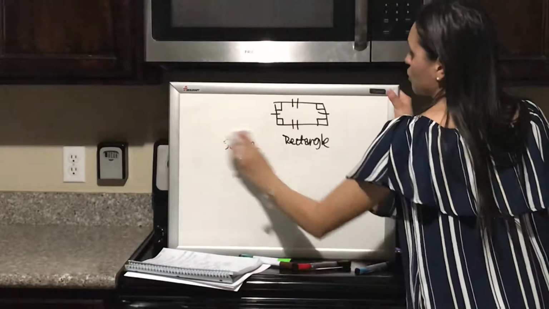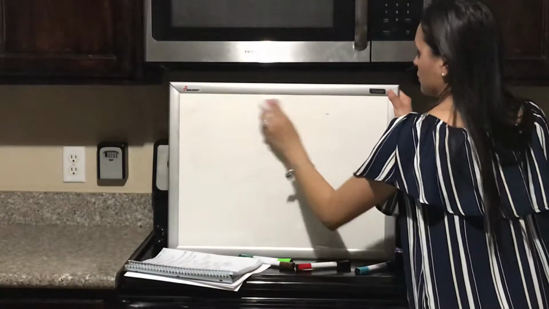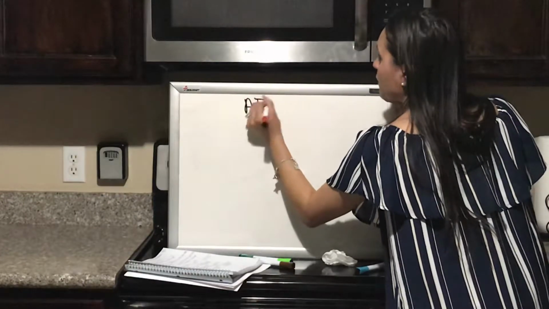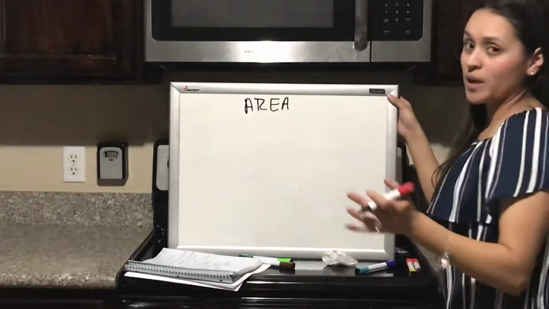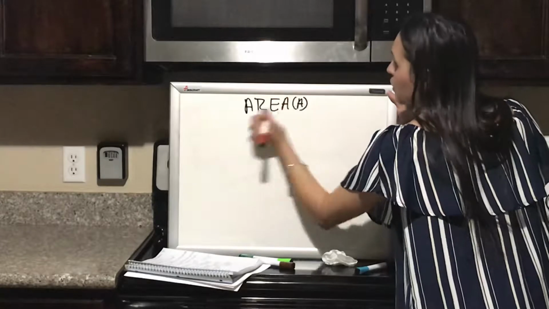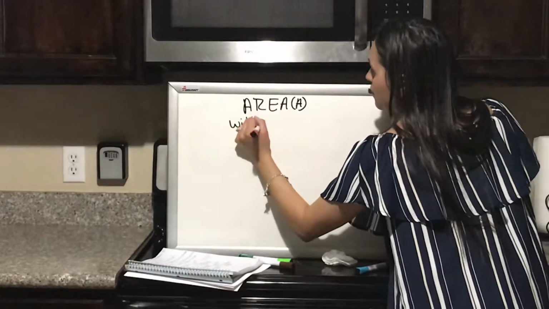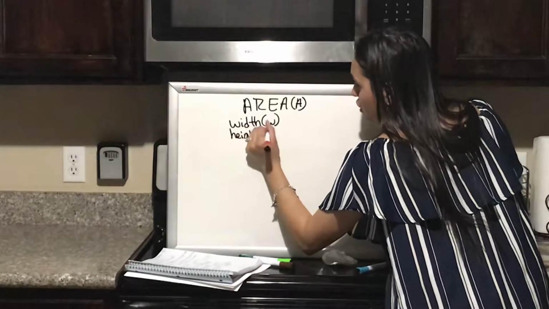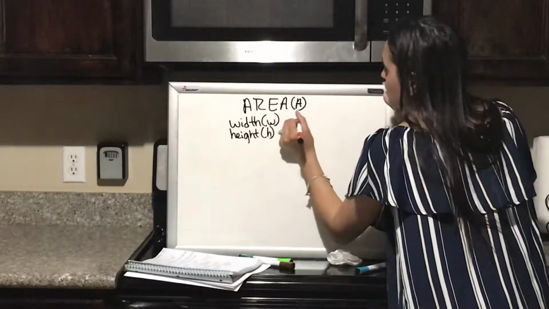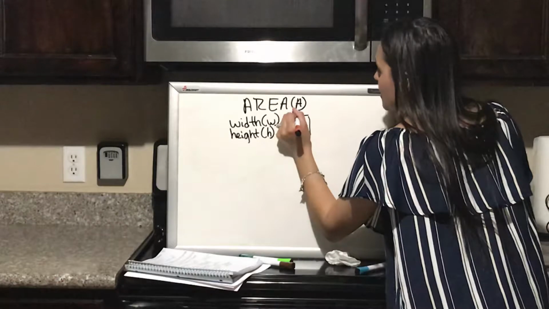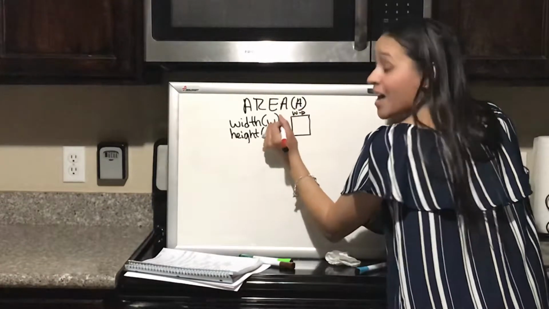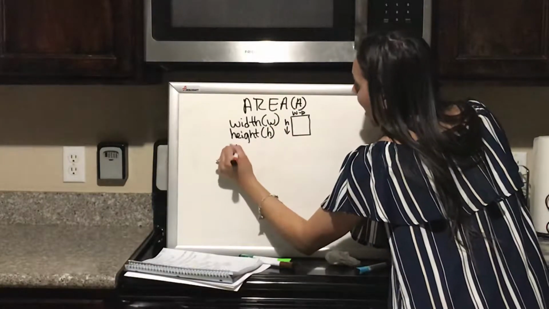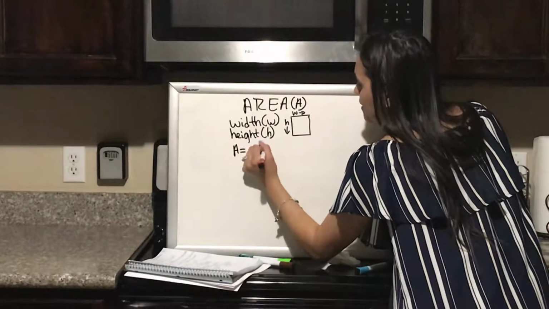Let's move on to the formula for area. In order to find the area of a square or rectangle, we must know width, W, and height, H. Width is the distance across, and height is the distance down. So we have A equals W times H.